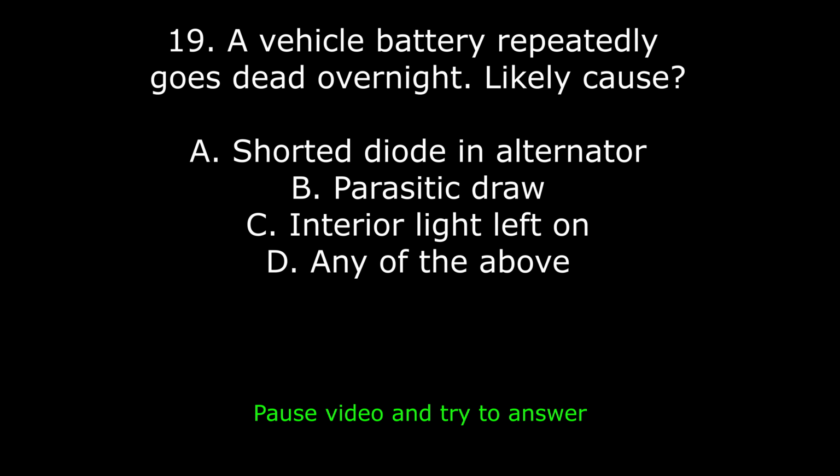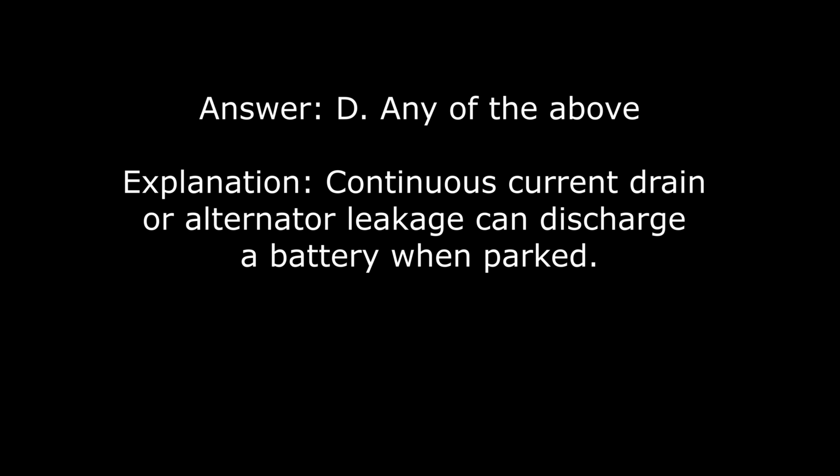19. A vehicle battery repeatedly goes dead overnight. Likely cause: A. Shorted diode in alternator. B. Parasitic draw. C. Interior light left on. D. Any of the above. Answer: D. Any of the above. Explanation: continuous current drain or alternator leakage can discharge a battery when parked.